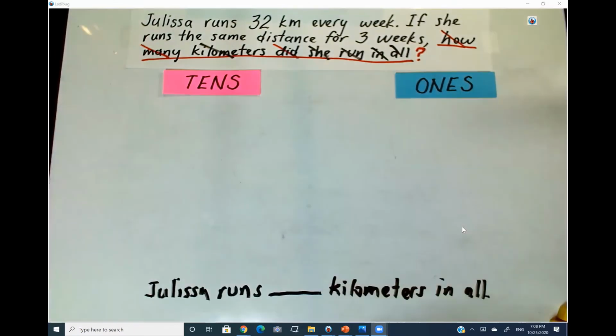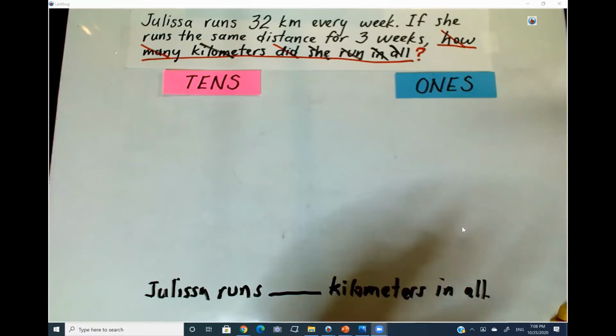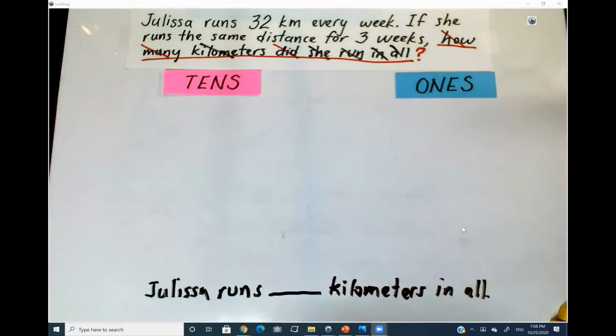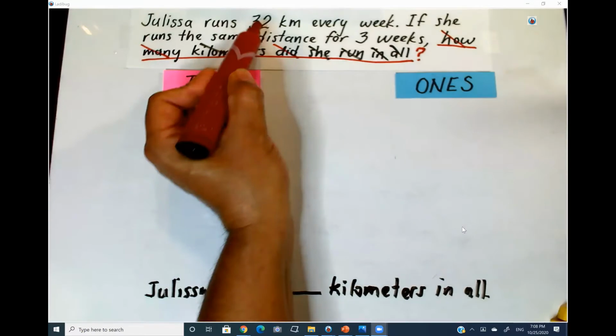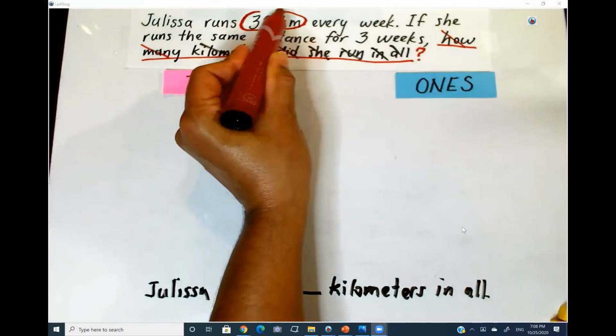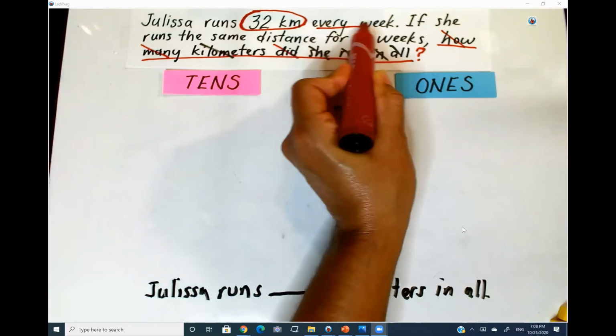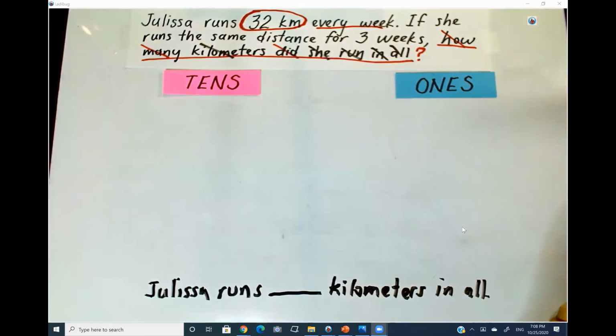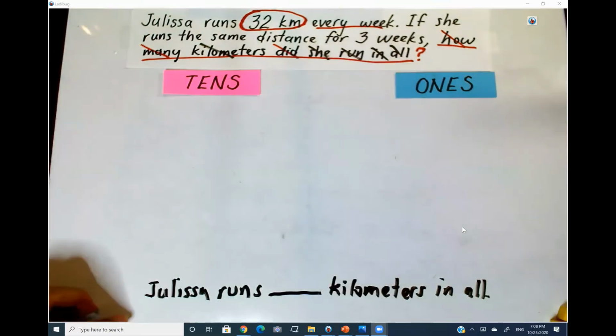Now that we have the answer statement, the next step is to underline the important information that is going to help us answer that question. And we're going to start representing the information using some base 10 blocks. So the first one says, Julissa runs 32 kilometers. So we have 32 kilometers, but here it says every week. Then let's represent that with base 10 blocks.